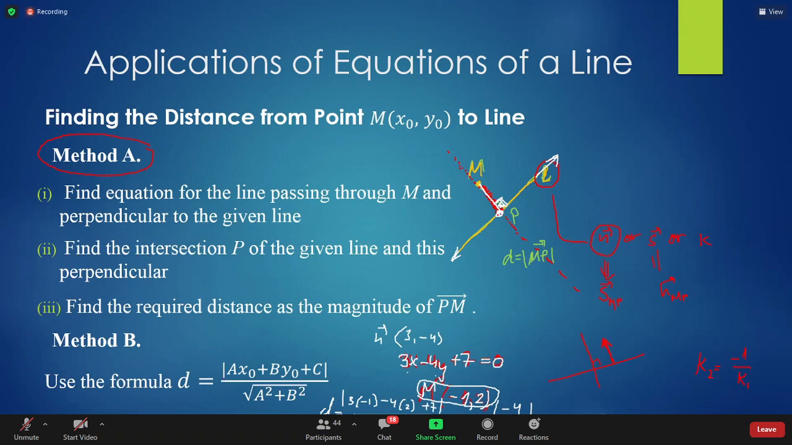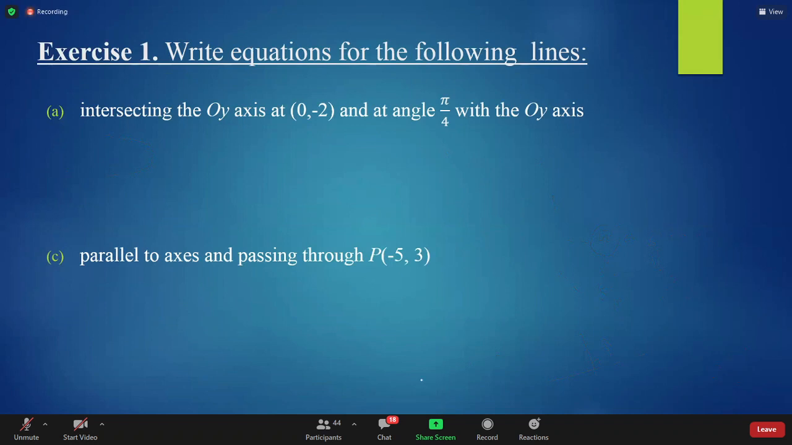And now some exercises. Now, square root of 5, it's 5. It's 5, it's not square root. All right. Now let's write some equations for some lines.